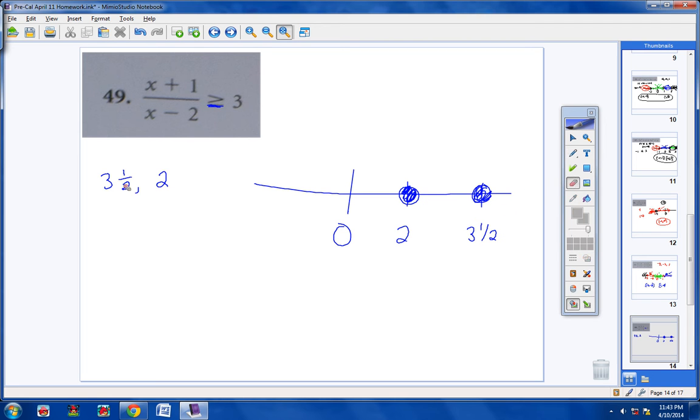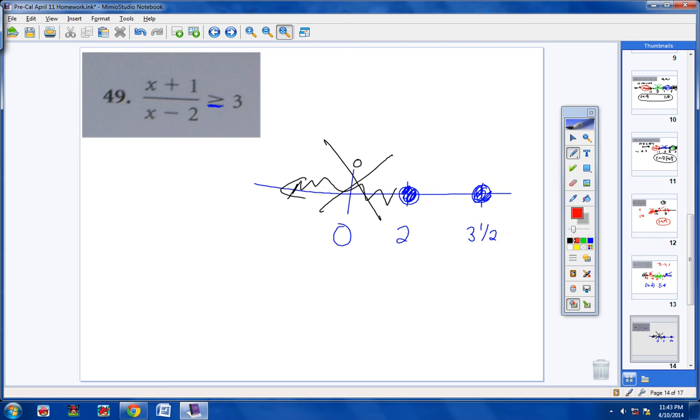And now let's go ahead and test some values in each region very quickly. Let's start off with our region over here to the left of 2. Let's test 0. 0 plus 1 is 1. 0 minus 2 is negative 2. Greater than or equal to 3. Well, a negative 1/2 is not greater than 3. So this section here does not work.